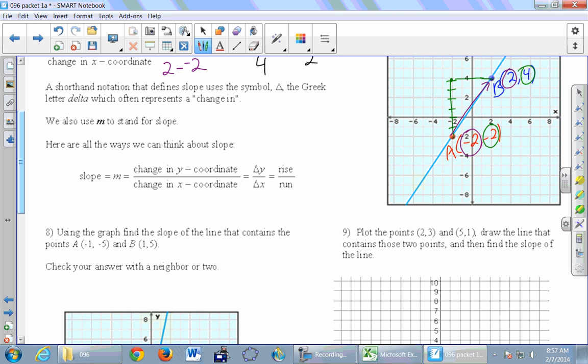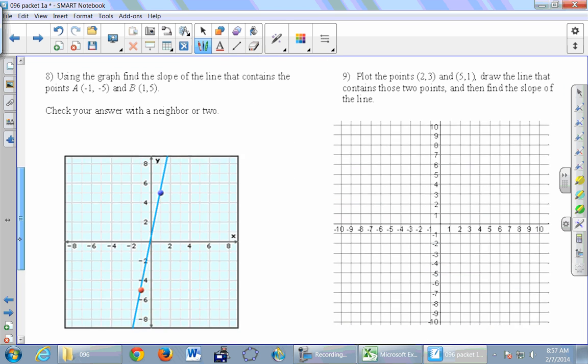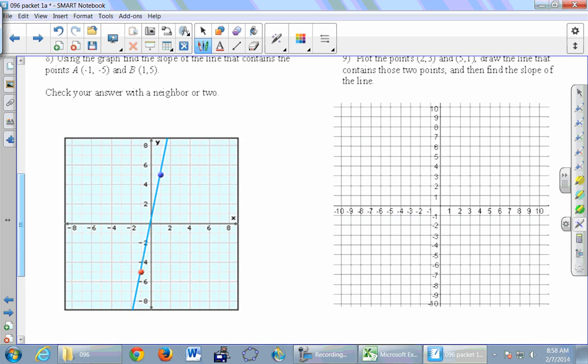Let's try number 8. Using the graph, find the slope of the line that contains the points (-1, -5) and (1, 5). And go ahead and check your answer with a neighbor or two.